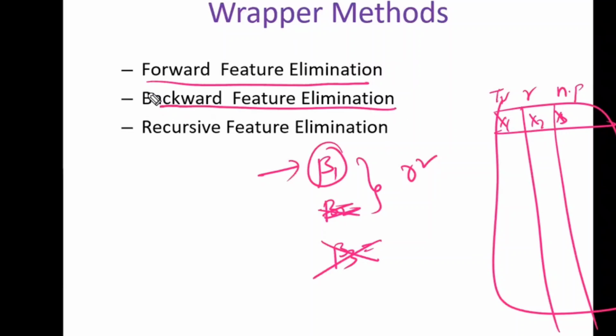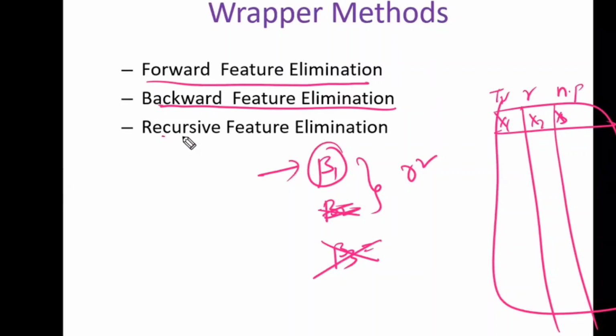Backward feature elimination means the beta values which are having high values, that one we are going to remove. That is called backward elimination. One is forward elimination, one is backward elimination. You are removing variables and coming down to the least value. Every time you will check the R square values. After removing one variable, again you will check the R square. Again removing, again R square.